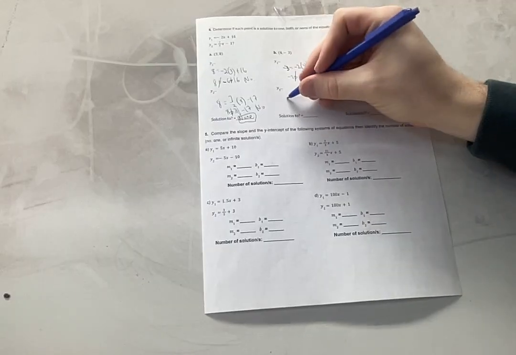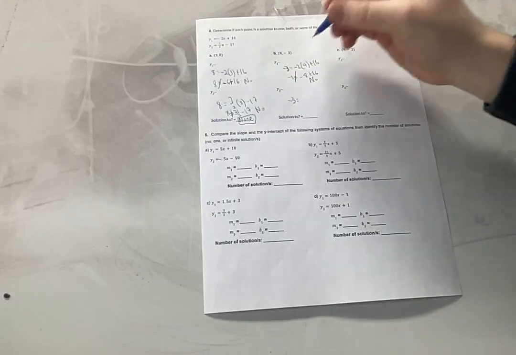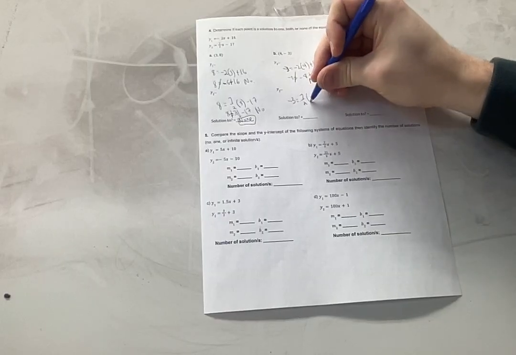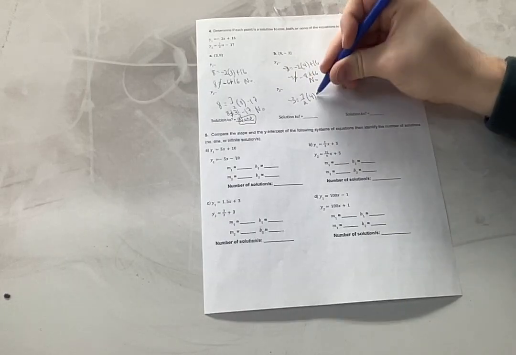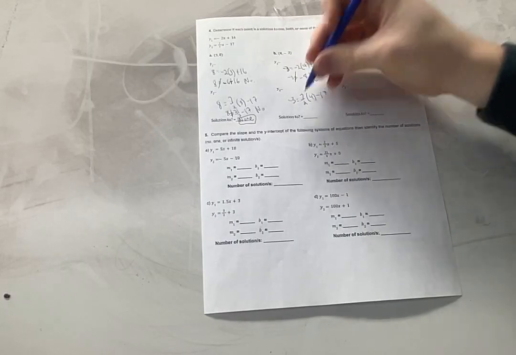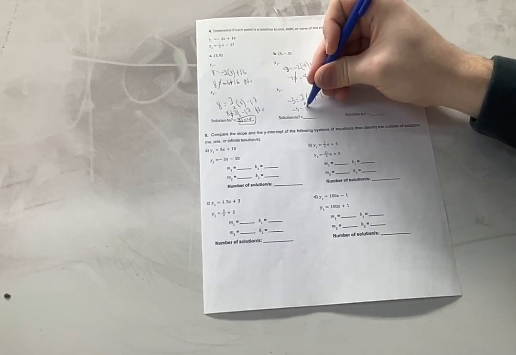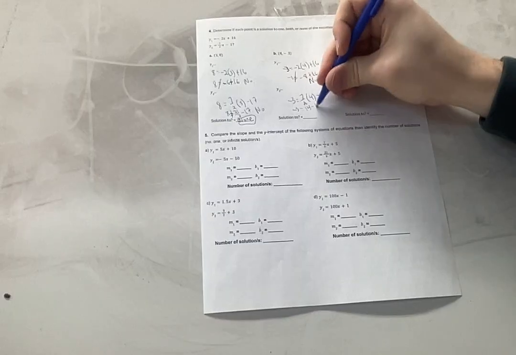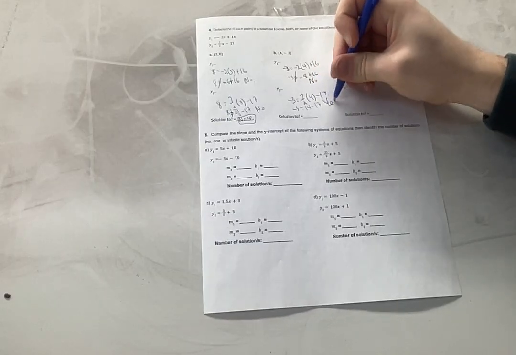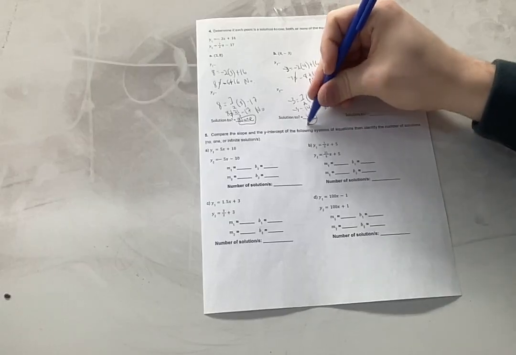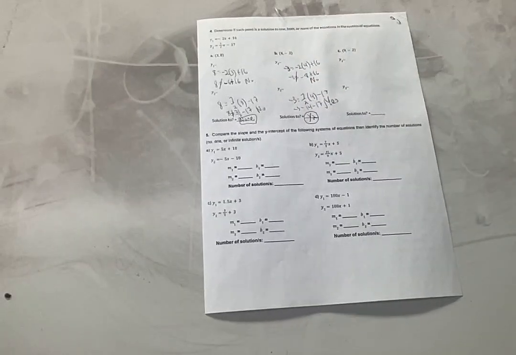For y2, is negative 3 equal to 7 halves times 4 minus 17, which is going to be 14 minus 17? Yes, it is. So we're good. We can say that is a solution to y2, but not y1.